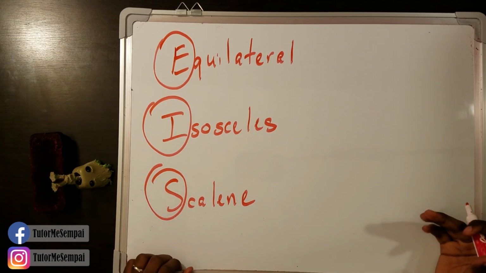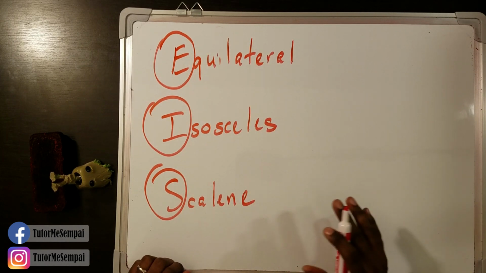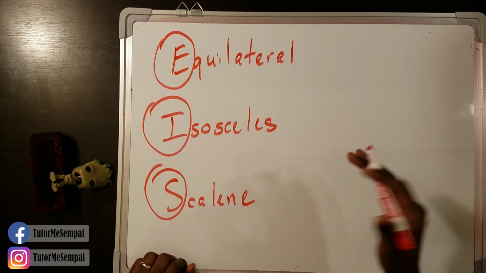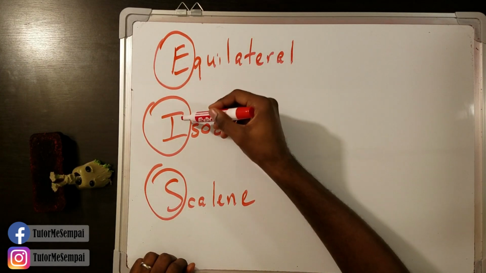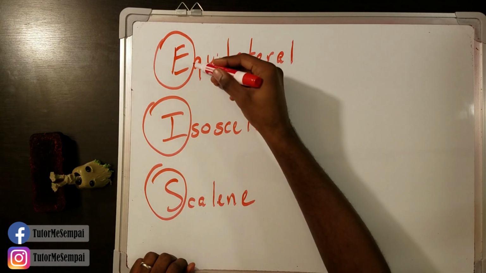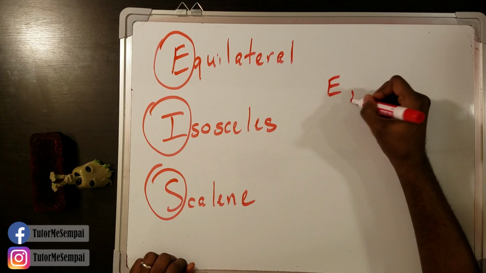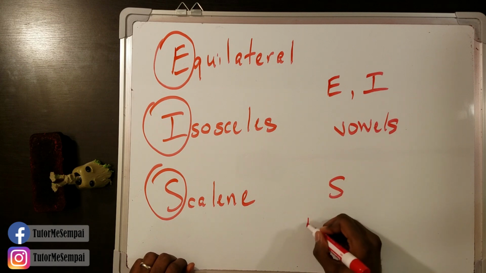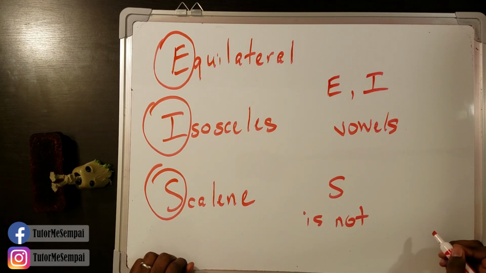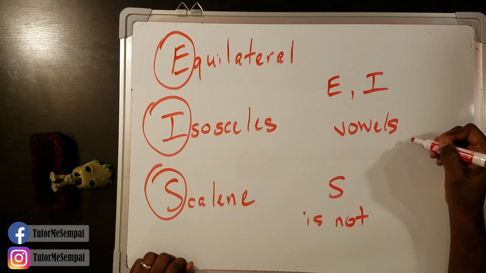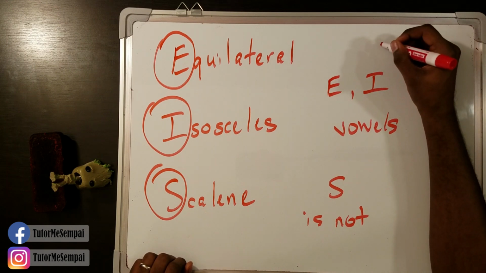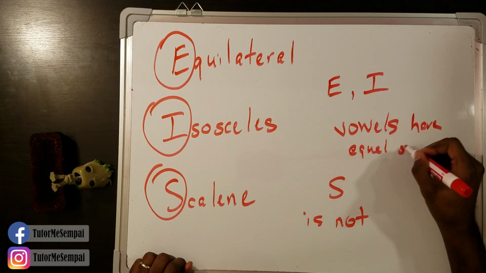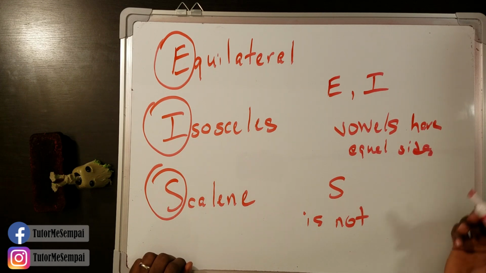The next visual trick uses the first letters again. So once again, if one of these works better for you, stick with that because that's going to help you a lot more. So our next trick uses E, I, and S. And I want you to realize when you look at E, I, and S, E and I are vowels, and S is not, right? So you can look at this as the vowels have some amount of equal sides. So vowels have equal sides, whereas S does not.